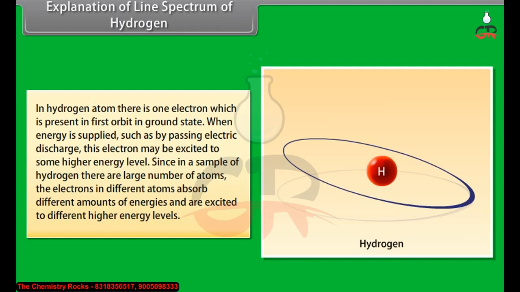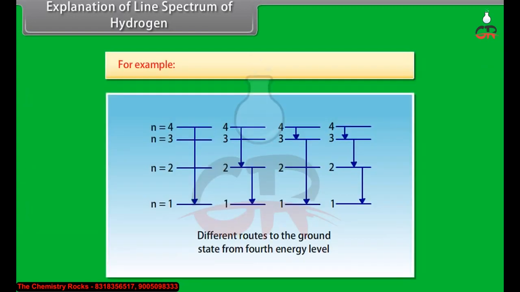For example, let us consider the electron present in the fourth energy level, n is equal to 4, of different hydrogen atoms. In some atoms, it may come to ground state n is equal to 1 by direct jump, while in some others, it may first jump to second energy level n is equal to 2 and then to first energy level n is equal to 1, while in still others, it may come to ground state via third n is equal to 3 and second energy levels n is equal to 2.